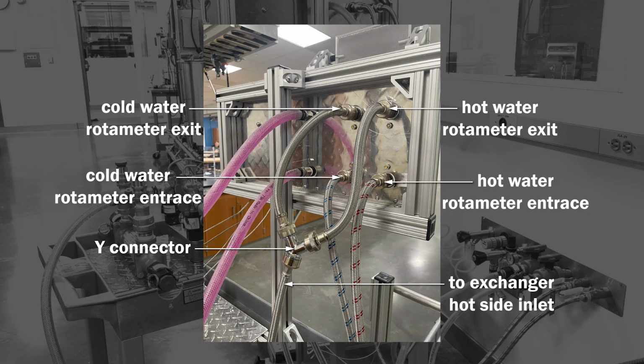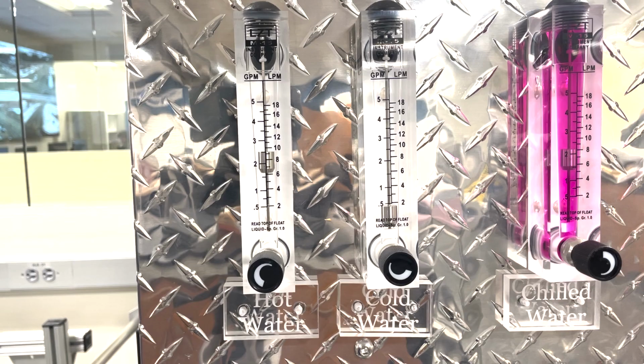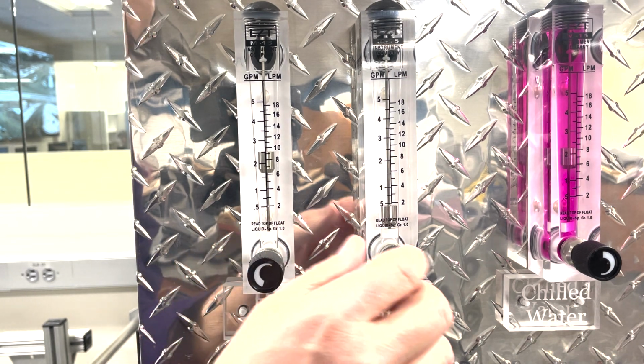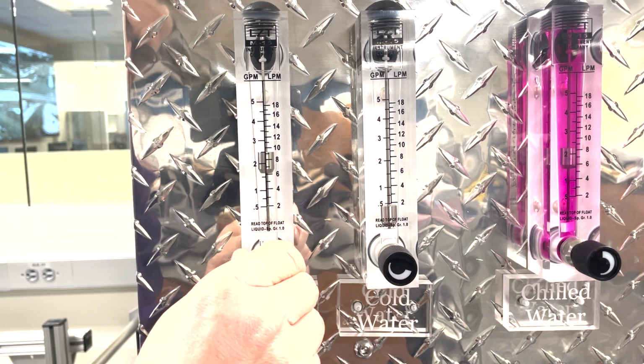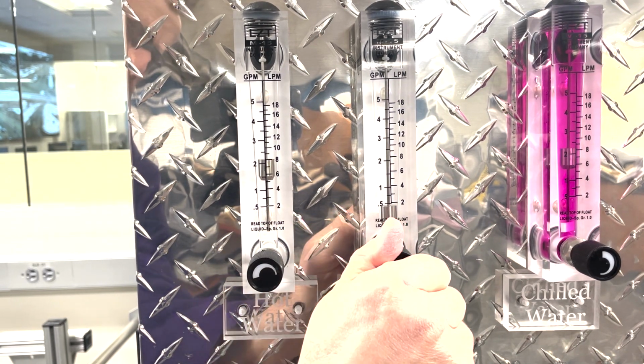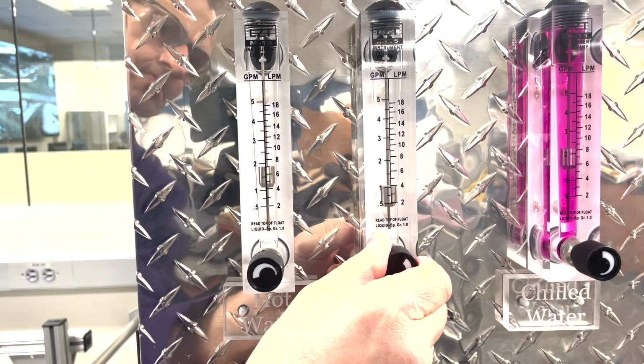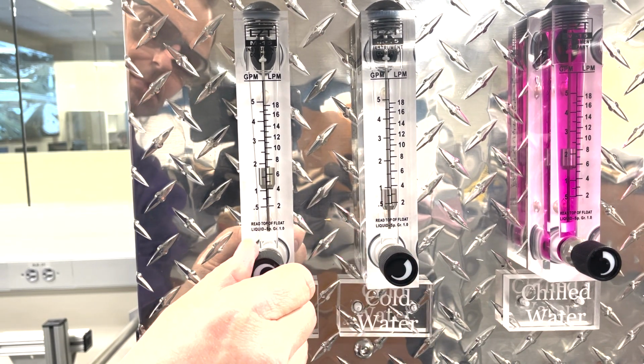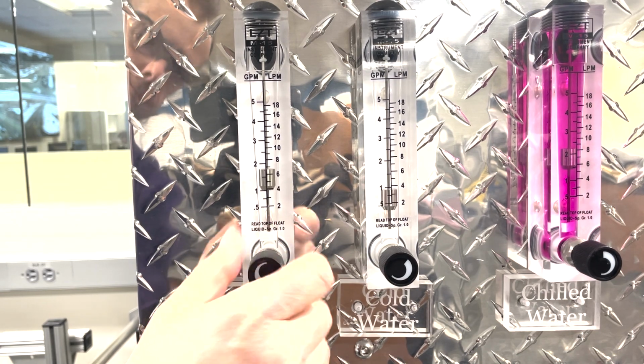Remember that the hot side stream is created by combining hot and cold building water to achieve the desired temperature. Closing the cold water and opening only the hot water will give you the maximum hot side temperature. In this case, the flow rate of the hot water is 2.5 gallons per minute. If I wanted to achieve 2.5 gallons per minute at a lower temperature, I could reduce the hot water flow rate below 2.5 gallons per minute, say 1.5, and open the cold water rotometer to 1 gallon per minute. Some fine-tuning of both rotometers may be required as each affects the other.